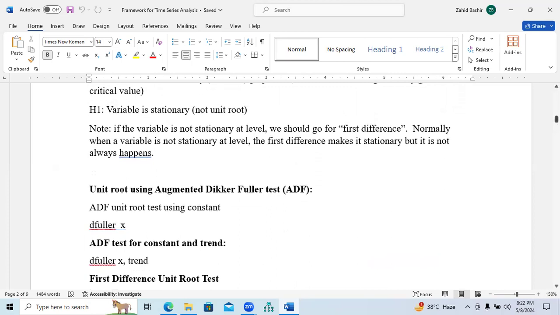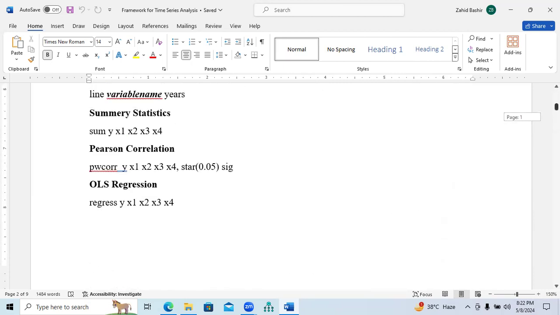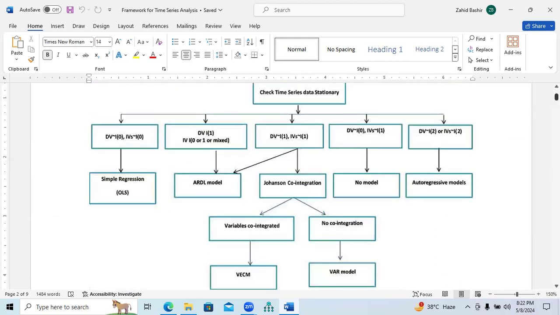So today I am going to discuss hypothesis testing using a simple model, which is known as the ARDL model. Because in order to apply the simple regression or OLS regression, you need to understand that your time series analysis will indicate that your dependent variable is stationary at level and the independent variable is also stationary at level.